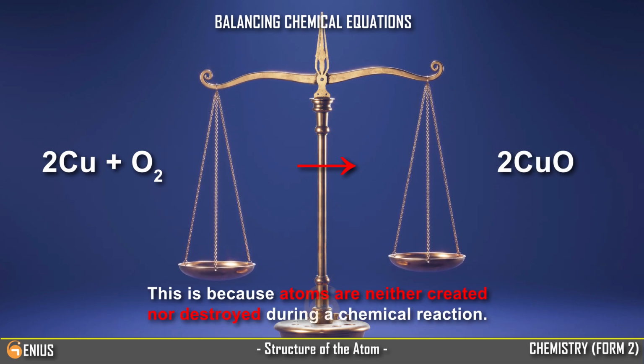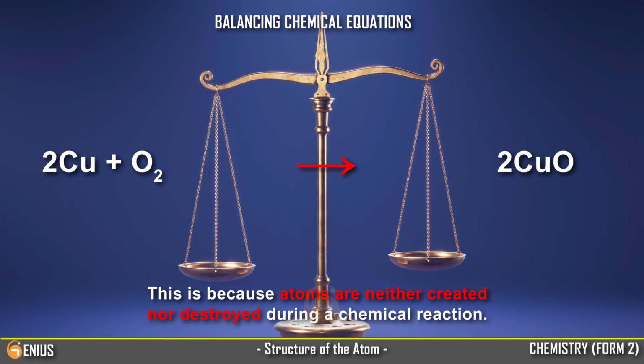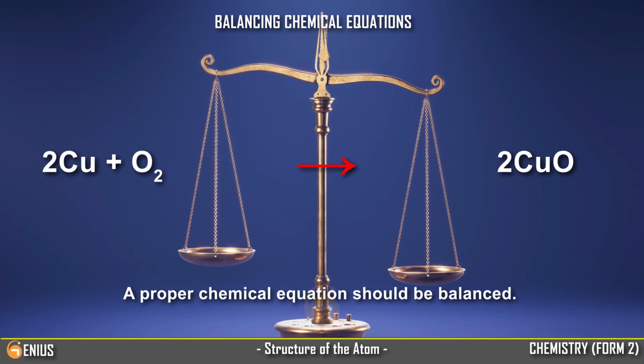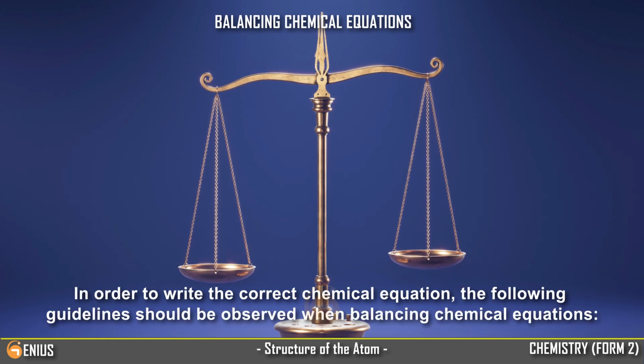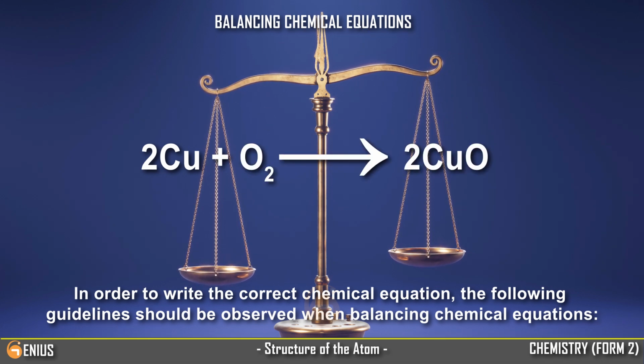This is because atoms are neither created nor destroyed during a chemical reaction. A proper chemical equation should be balanced. In order to write the correct chemical equation, the following guidelines should be observed when balancing chemical equations.